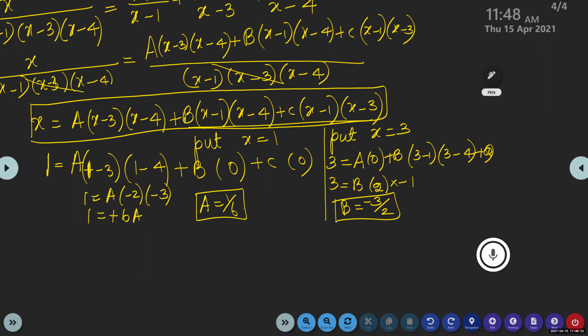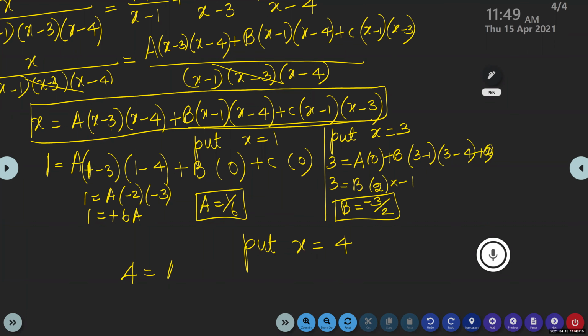After finding A and B, we can find C. So what is the value we will assign for X? 4, isn't it? So to find C, we should make the terms with A and B as 0. In these two terms, x minus 4 is the common factor. So when you put x is 4, LHS will be 4.